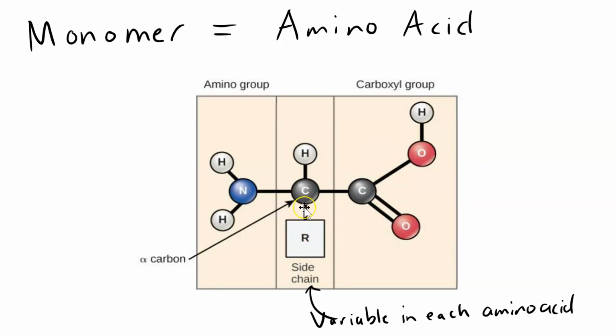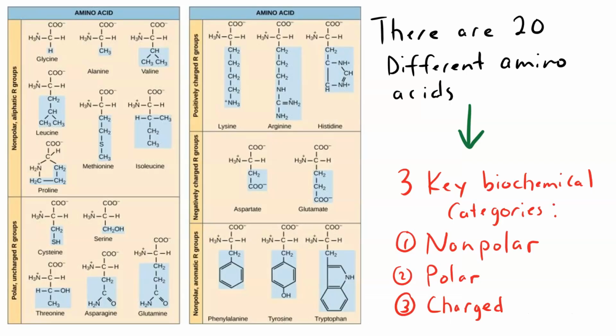Off of that central carbon, you'll see a hydrogen, and perhaps the most interesting part of the amino acid, this R group or side chain. So for each of the 20 amino acids, this R group here will be variable.